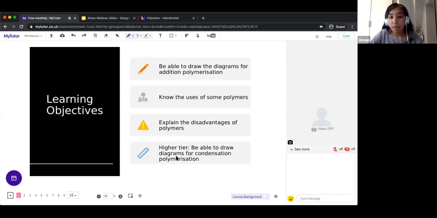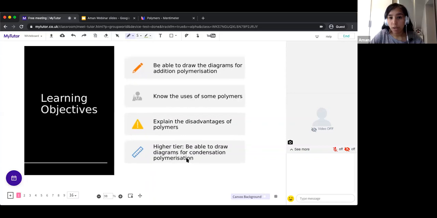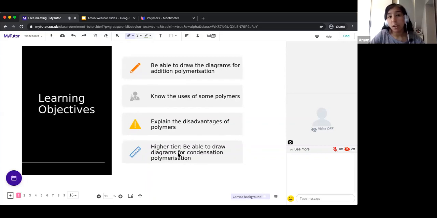And I haven't been able to draw the condensation polymerization reactions for you, but I've explained it to you, and I will draw it for you tomorrow. As I said, for some reason, it's not letting me draw on the screen. Okay, so let's do the mentee quiz.